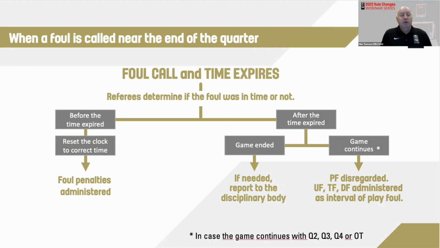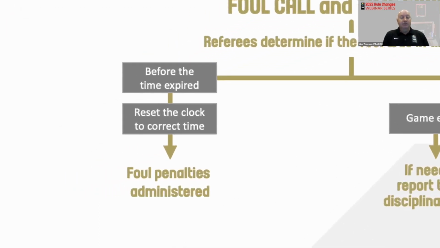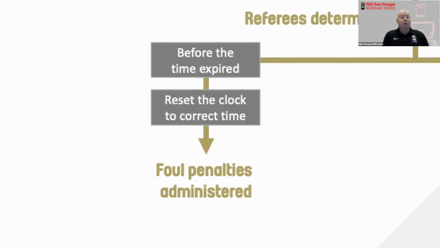Moving forward, we have put together a diagram, a flow chart that describes this very quickly. So when a foul is called near the end of a quarter, the first thing the referees must do is determine if the foul was in time or not, before time expired. Looking at the left side of the slide, we can see that we will reset the clock to the correct time and all foul penalties will be administered.